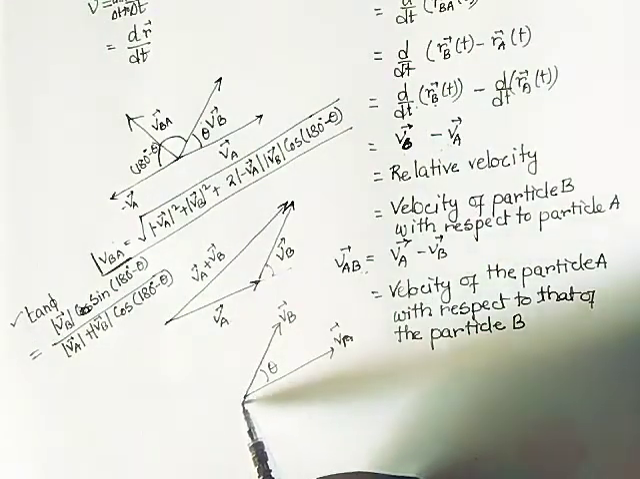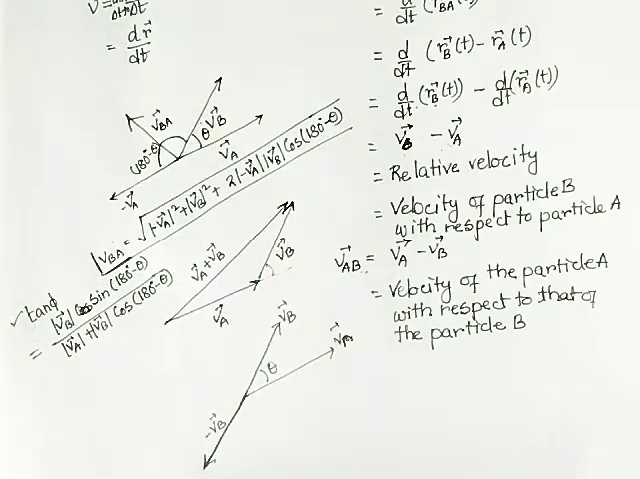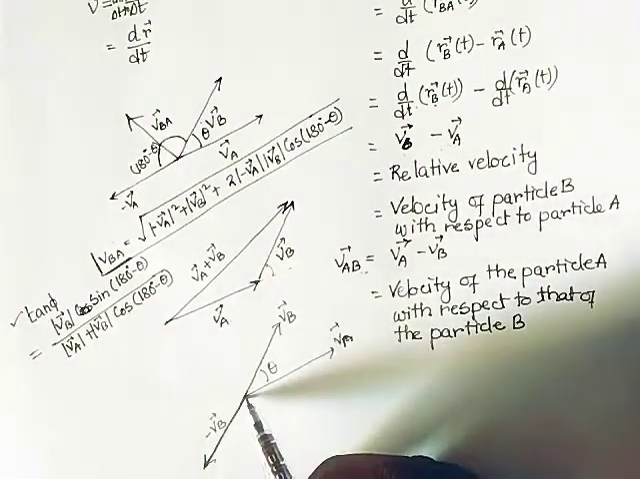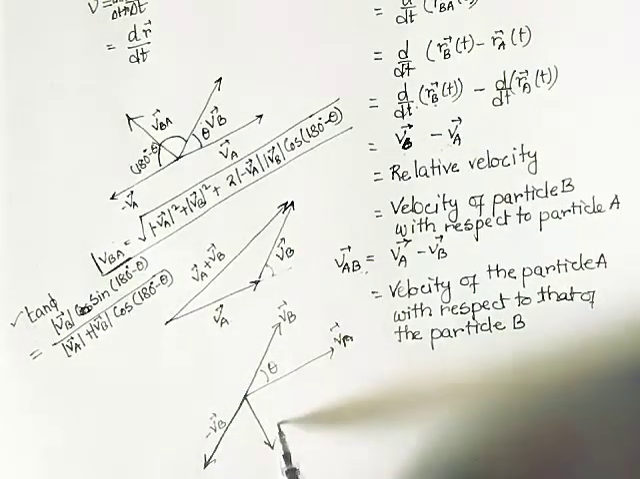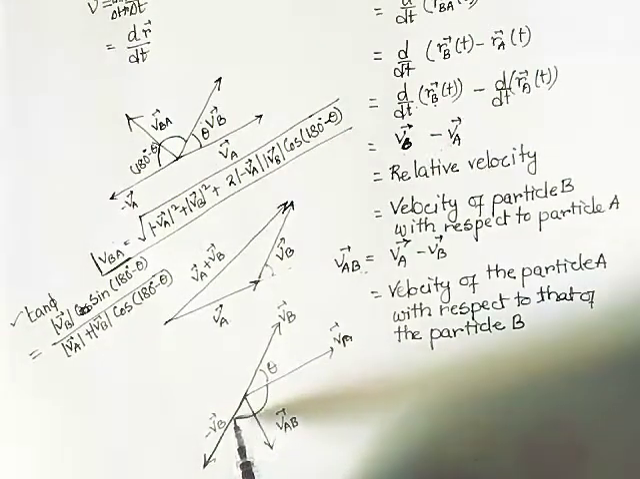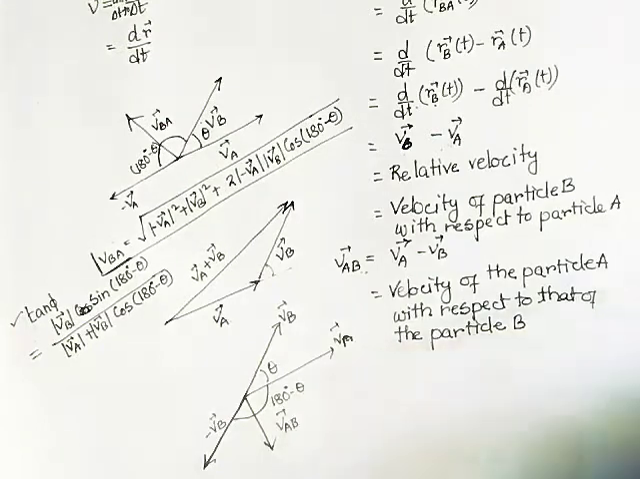flipped over. The VB should be in that direction. That will be minus VB vector. And this VAB should be somewhere here, and that is the VAB vector. The angle between the VA vector and the minus VB vector is again 180 degrees minus theta.